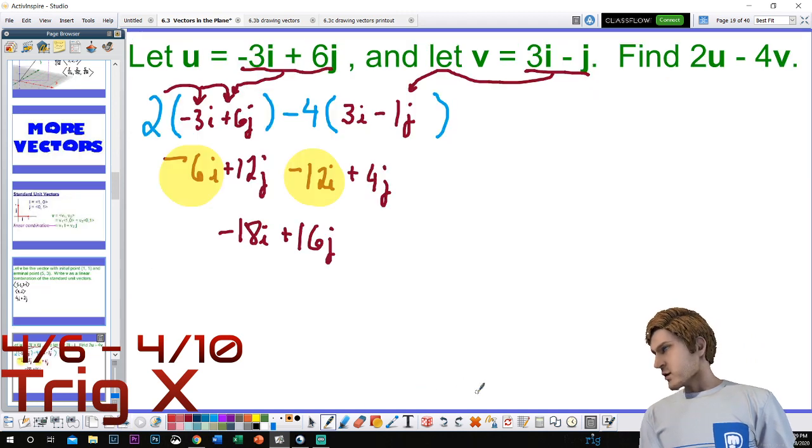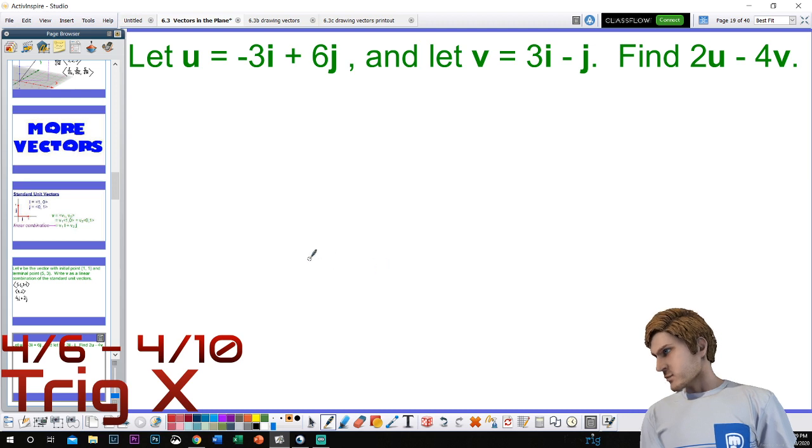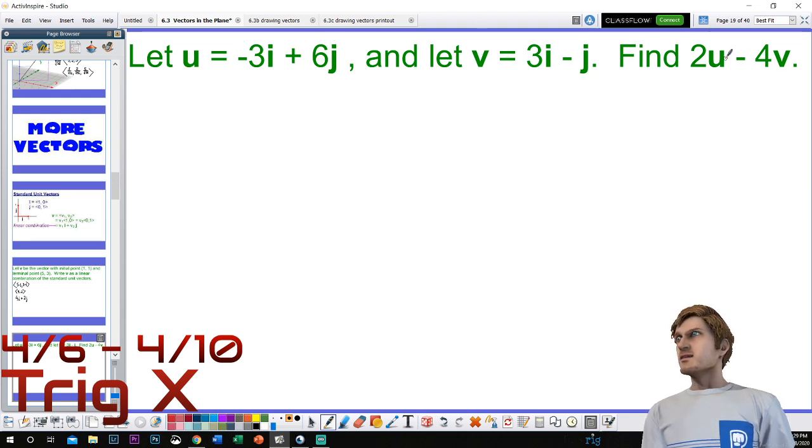Let's move on. We're going to let u equal negative 3i plus 6j. v is 3i minus j. This is going to ask us to find 2u minus 4v. All right.